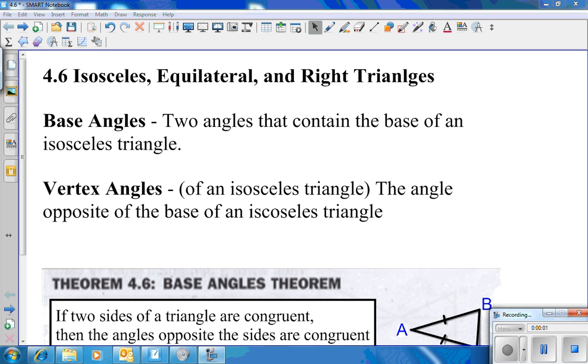So we're on 4.6. We're talking about isosceles, equilateral, and right triangles. We have talked about this before. We're just going a little bit more in depth. Base angles are two angles that contain the base of any isosceles triangle.